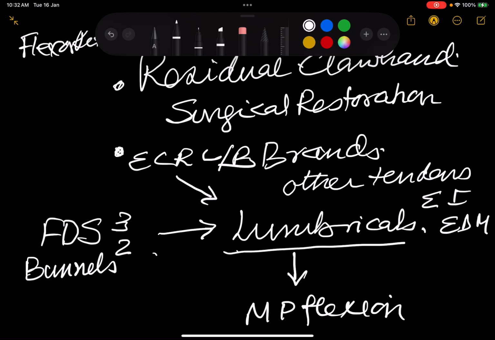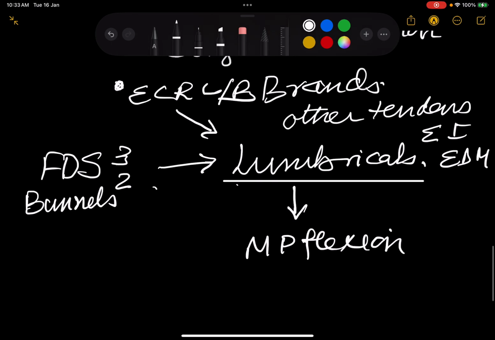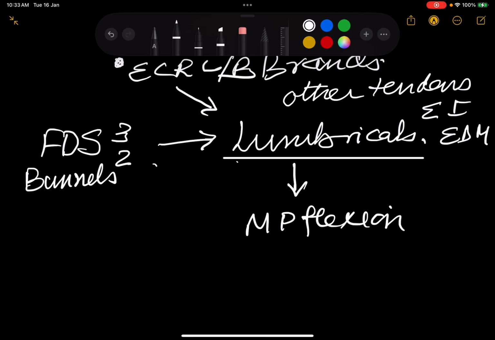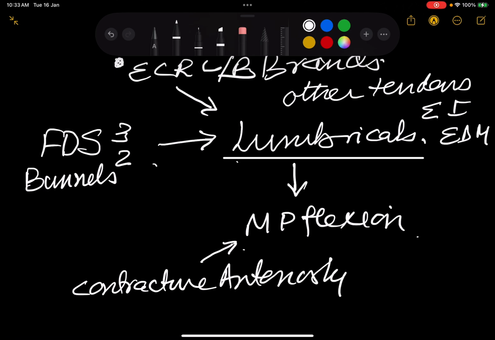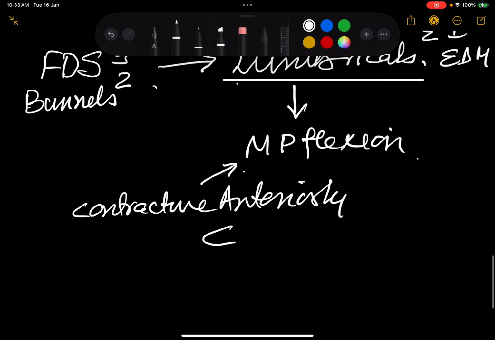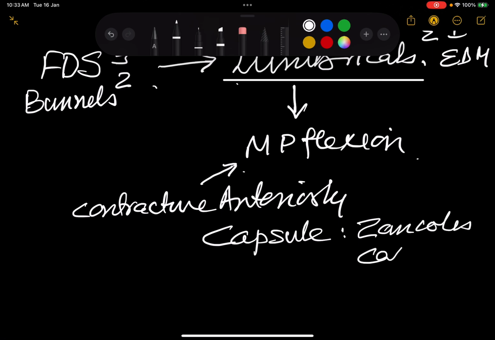Then you may not restore active action of lumbricals. If you simply restore MP flexion, claw hand will be corrected, and this you can do by producing a contracture anteriorly, which can be by a capsule. You cut the anterior capsule and make it shorter, which is called as Zancolli's capsuloplasty.